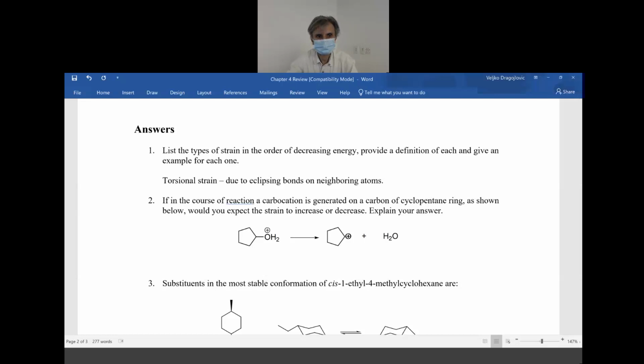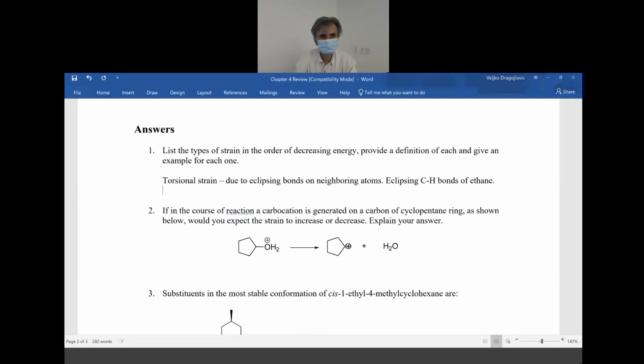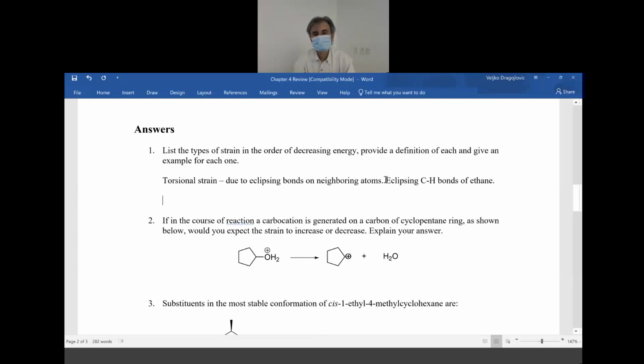So that's the definition. An example would be the CH bonds of ethane. That's the simplest example. Then, in the order of decreasing energy, next would be steric strain. Now, for the steric strain definition, there are different definitions. Some are more exact, some are less.